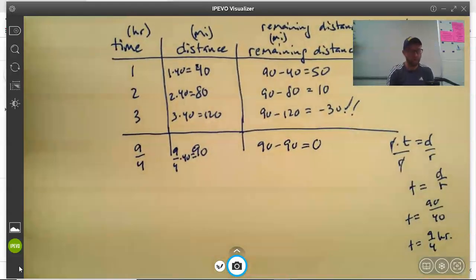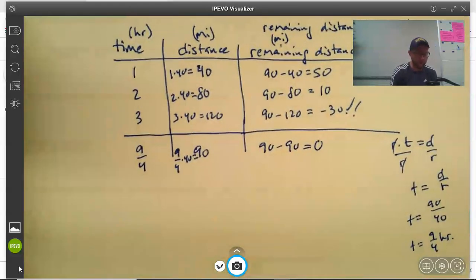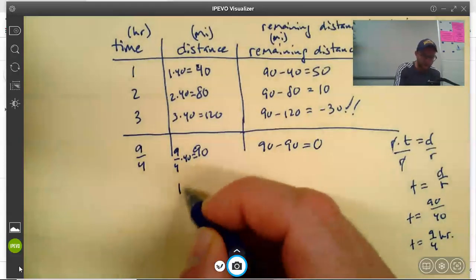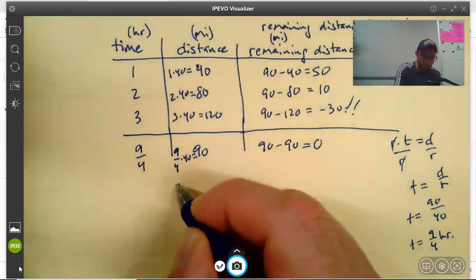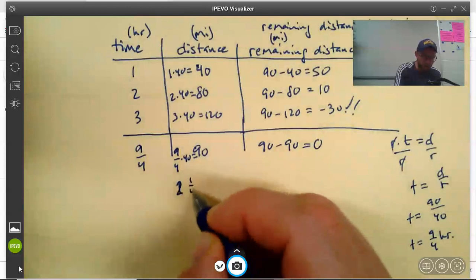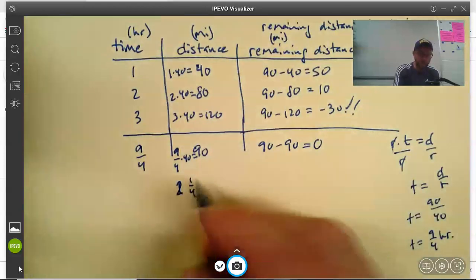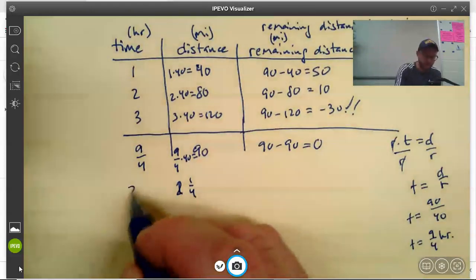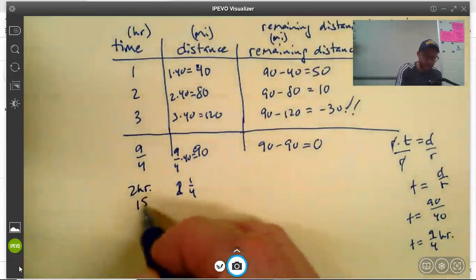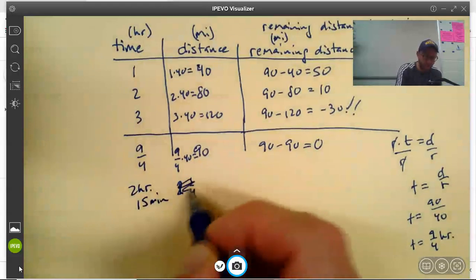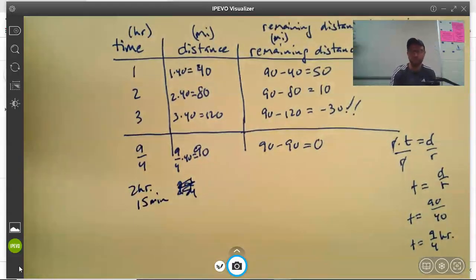Okay. 9/4 of an hour, by the way, is the same as, sorry, 2 and 1/4. Well, 1/4 of an hour is 15 minutes. So that's 2 hours, 15 minutes. Okay. So next, let's take a look at writing an expression that will represent this.